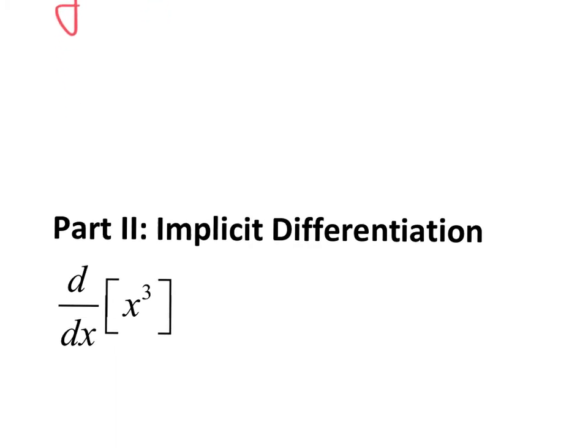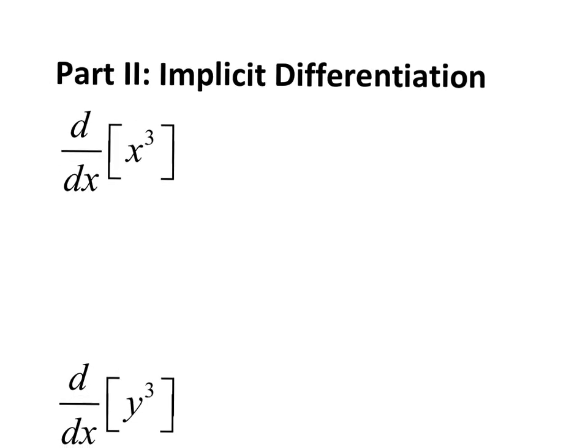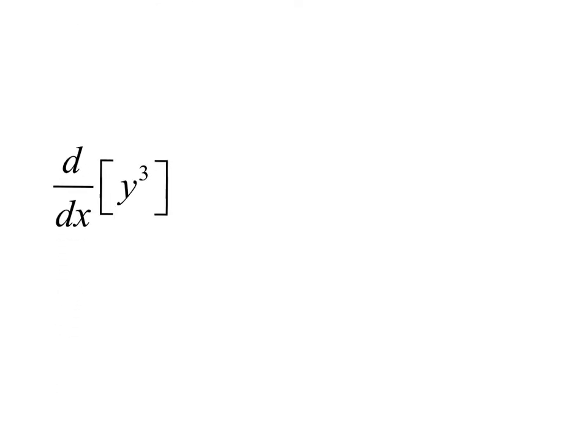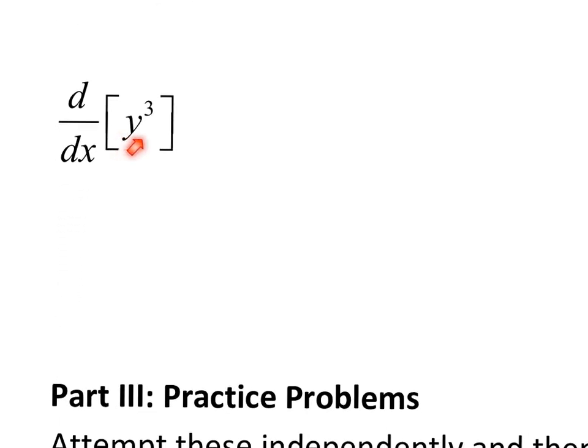Okay, moving on to part 2, implicit differentiation. So if we want the derivative of x cubed with respect to x, that's no big deal. We know how to do that. That's just the power rule. But if we wanted to find the derivative of y cubed with respect to x, that's a bit of a different story.